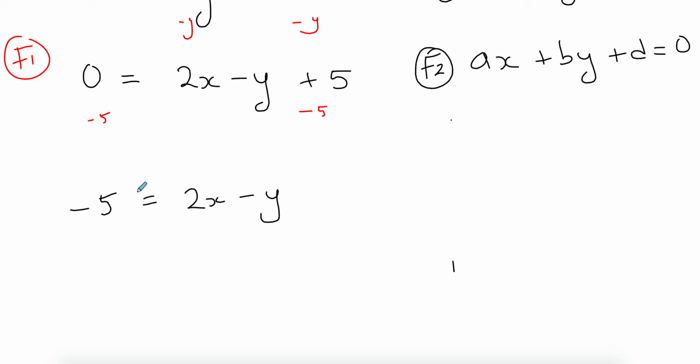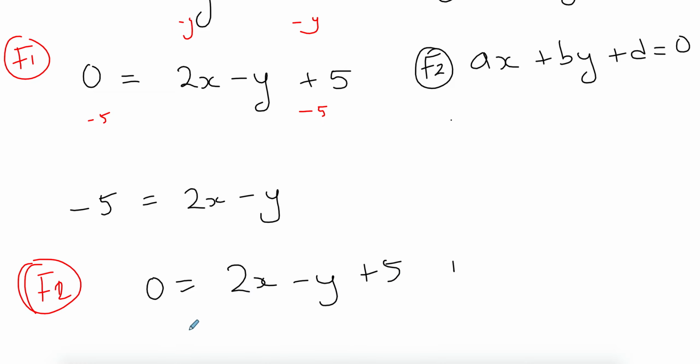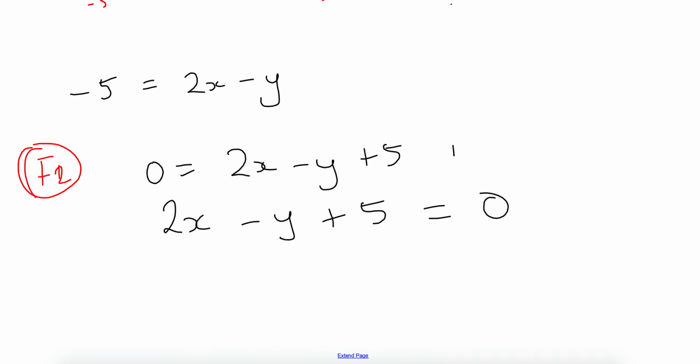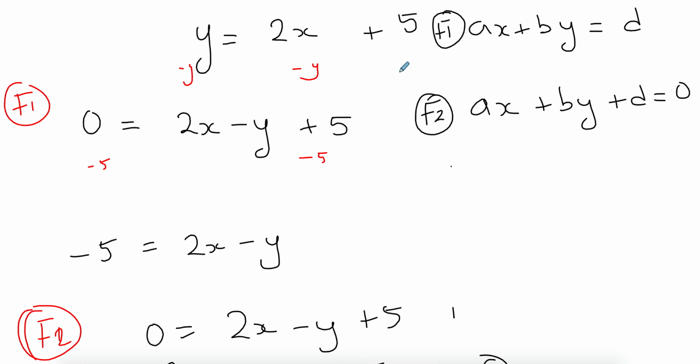If I want F2, then this would be the form. So you have 0 equals 2x minus y plus 5, or we like to keep things from left to right, so 2x minus y plus 5 equals 0. So that's one example.